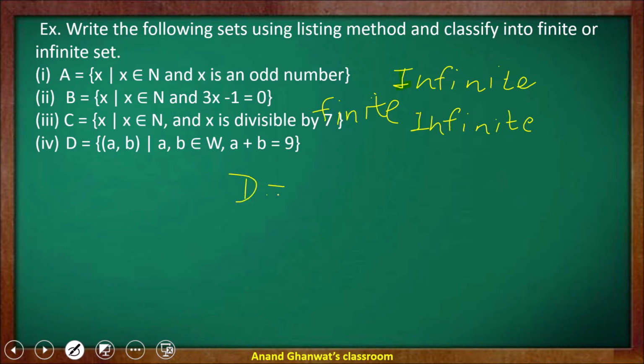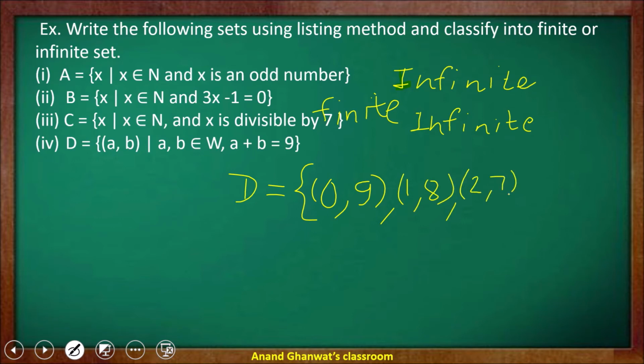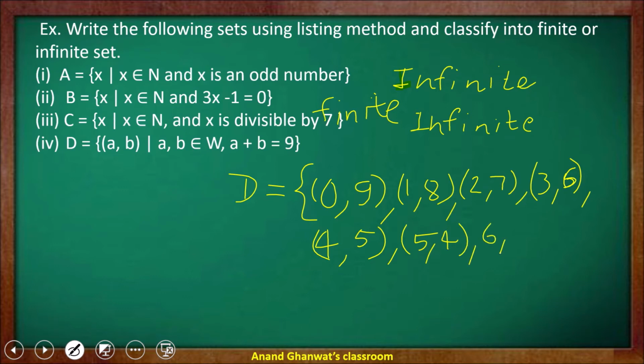So D is equal to, let us take first 0 comma 9, then 1 comma 8, then 2 comma 7, then 3 comma 6, then 4 comma 5, then 5 comma 4, then 6 comma 3, then 7 comma 2, then 8 comma 1, then 9 comma 0.